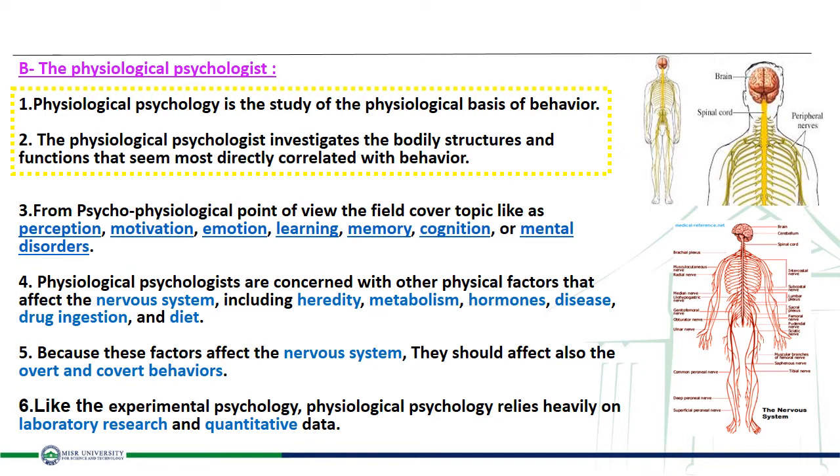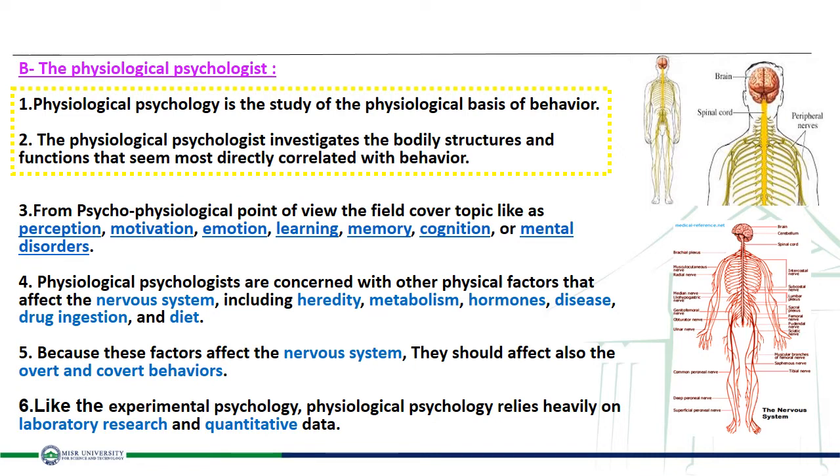In physiological psychology, we are trying to discover the relationship between physiological factors and psychological factors, between physiological or biological functions and psychological functions, between behavior and the physiology of the body. And by behavior, I mean either overt behavior or covert behavior.